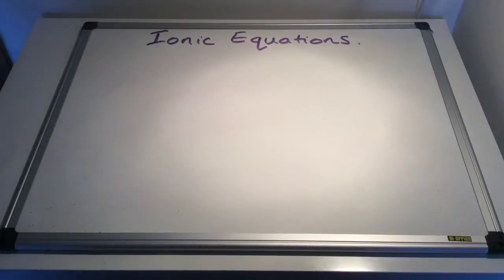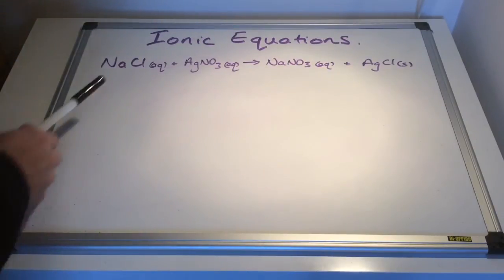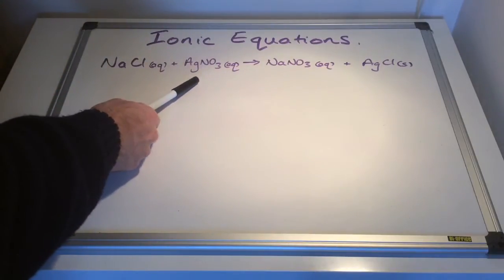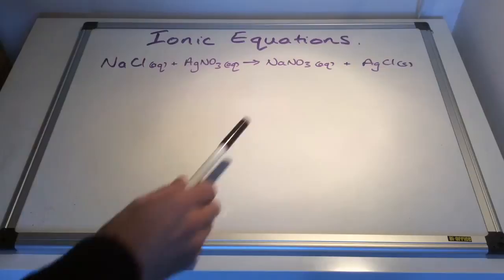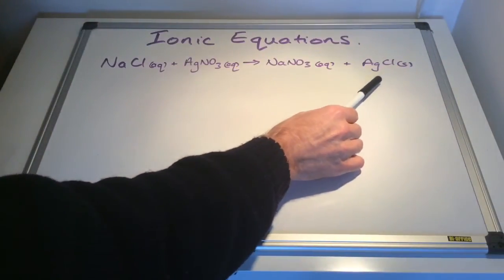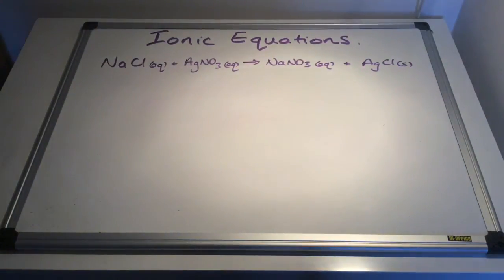In this video I'm going to take a look at ionic equations, and the reaction I'm going to use for this worked example is the reaction that's on the board now. So that's between aqueous sodium chloride and aqueous silver nitrate to give aqueous sodium nitrate and solid silver chloride. I'm really stressing the state symbols there because, as you'll see, they are key to explaining ionic equations.